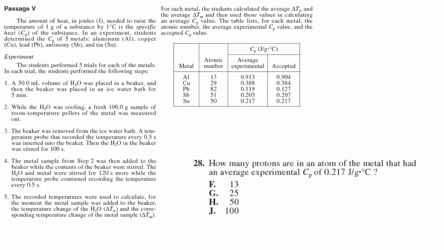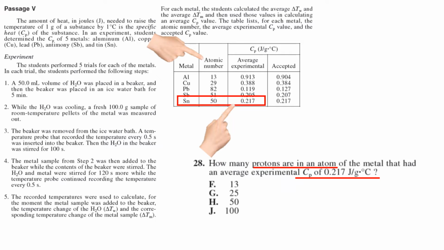Number 28, how many protons are in an atom? So that's going to be the atomic number, a little bit of knowledge there. Of the metal that had an average experimental CP, so average experimental CP of 0.217. So that's that one. So the atomic number is 50, so your answer is H.